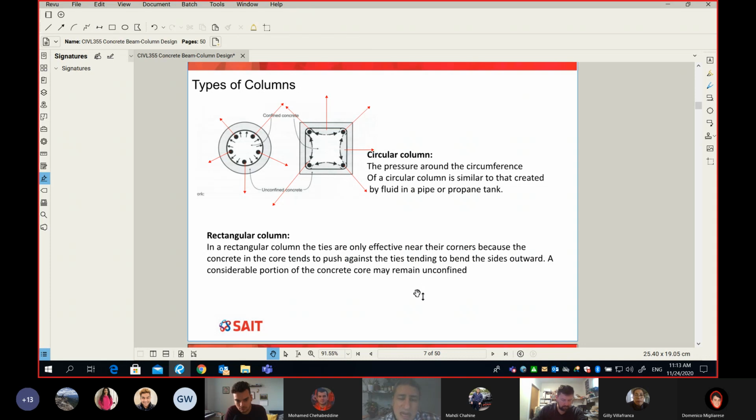Something I want to make clear for now. Now, what do you think about the tie? The tie is typically 10M, and 10M bars are better in bending or in tension.